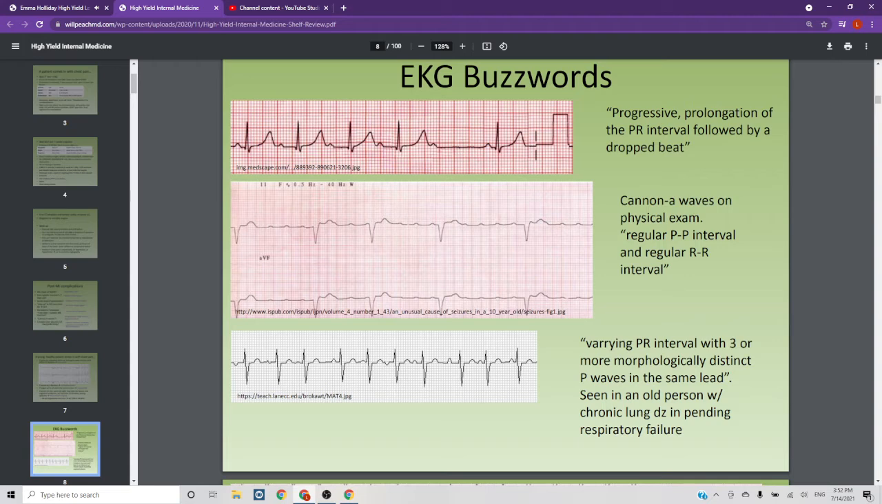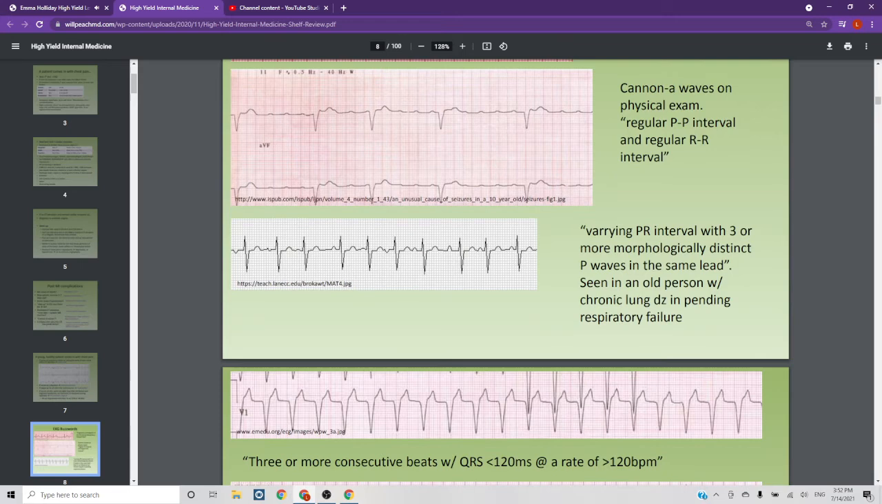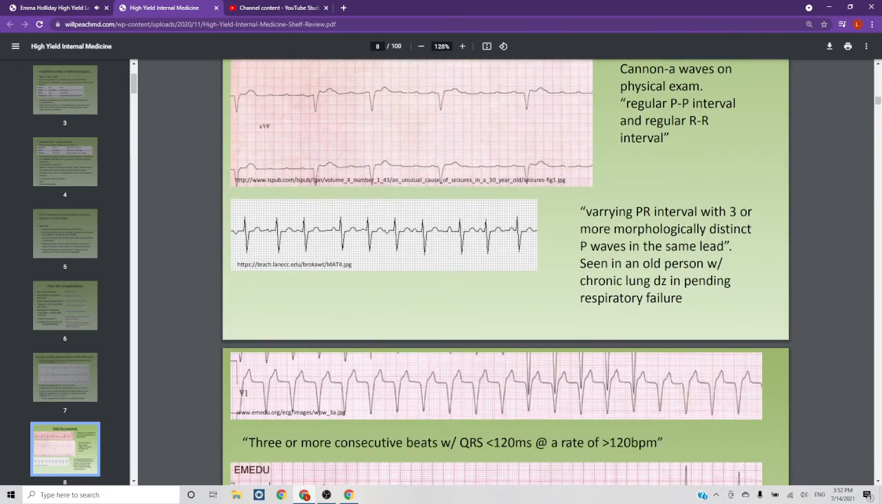So if you see something and it looks kind of weird, you take a look at the P waves, because if you can see them, it's probably not AFib. And if you find 3 that are different looking from each other, either inverted or a little sine wave or peaked and not peaked, if you see different P waves, think about MAT, multifocal atrial tachycardia.